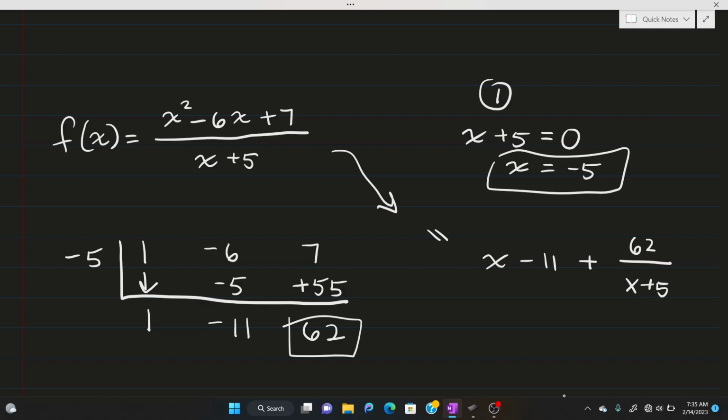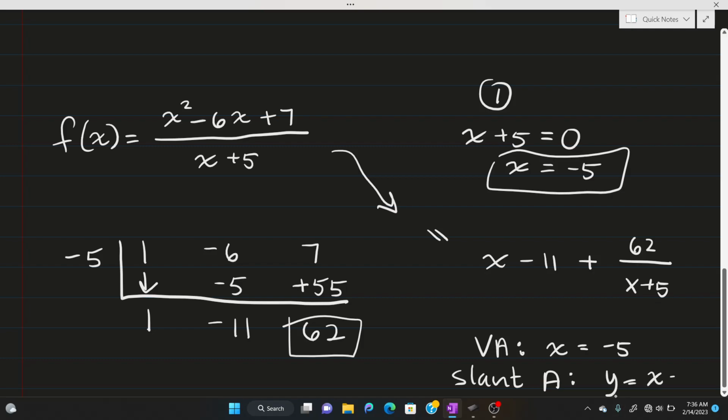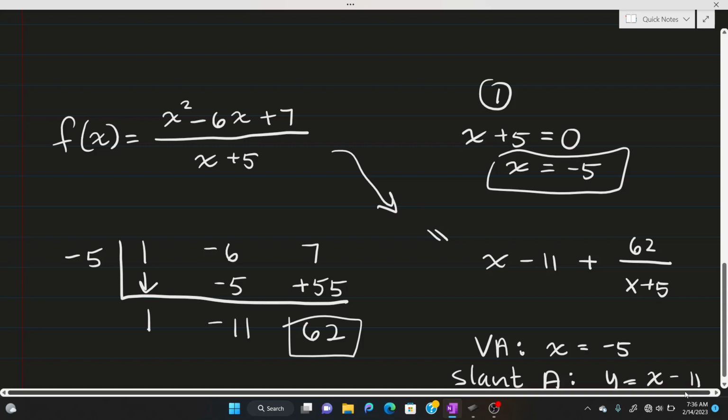So this is still going to have a vertical asymptote at -5. However, now it's going to have what's called a slant asymptote, slant A, at y equals x minus 11. And we're going to stop the video there because we're getting a little too long.